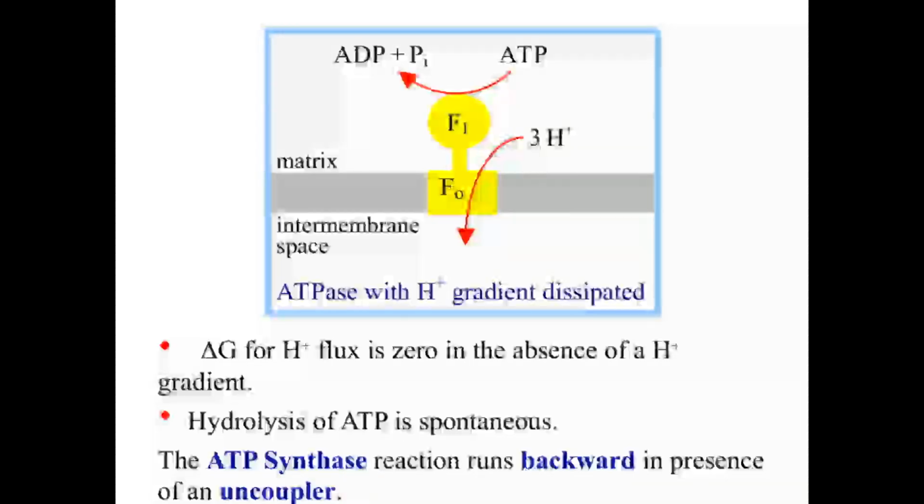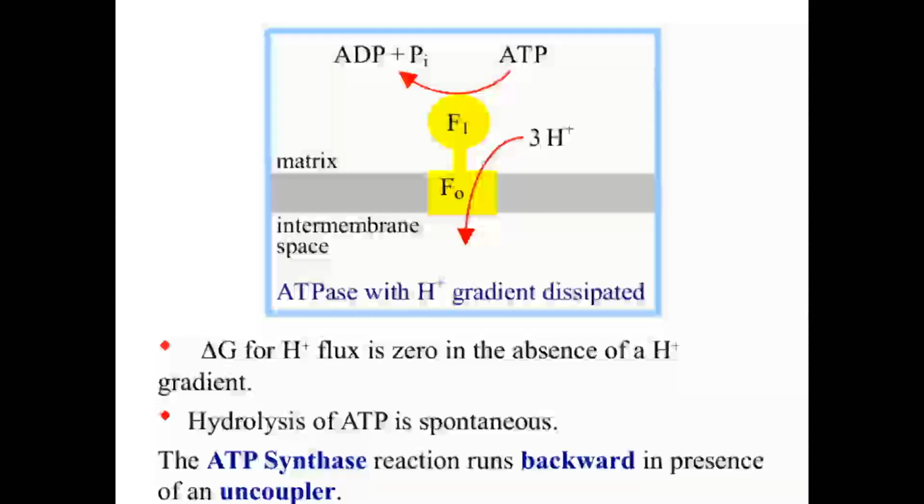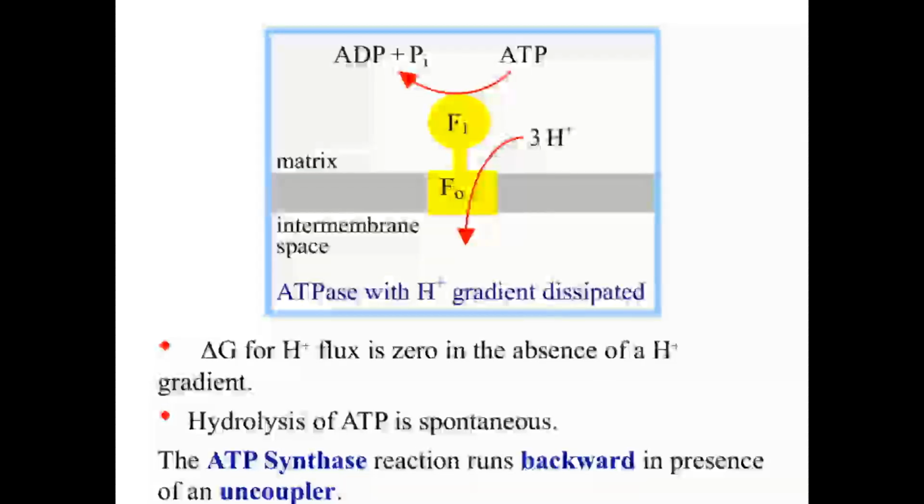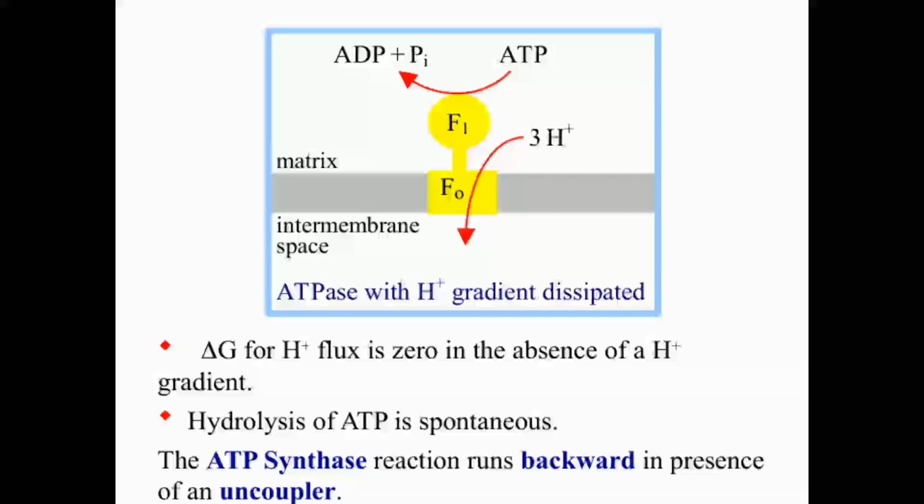Next, the hydrolysis of ATP is spontaneous. This is a fundamental point because ATP hydrolysis releases energy naturally, without needing external input. It's this spontaneity that powers many cellular processes, making ATP the universal energy currency.